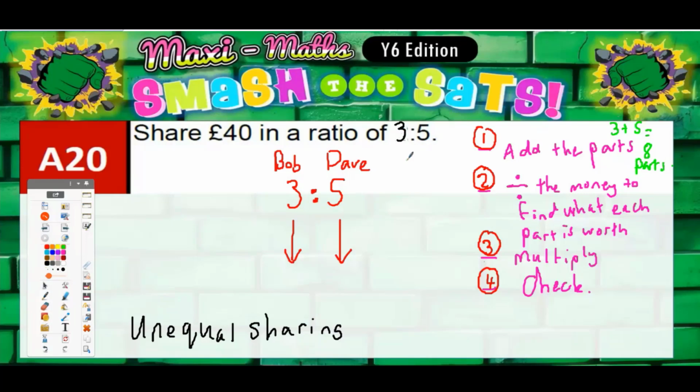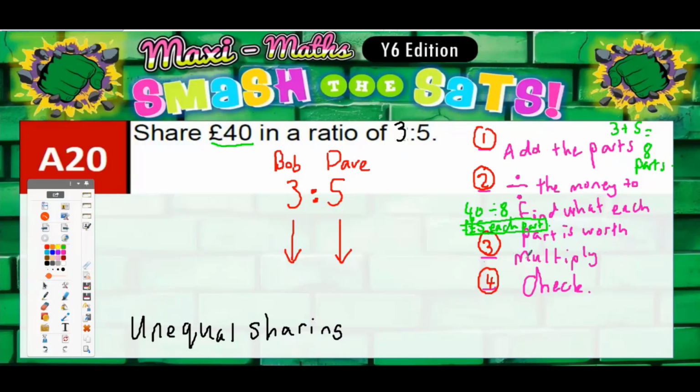Step 2. Now we know that there's 8 parts, we divide the money, £40, into 8 parts. So it's basically going to be 40 divided by 8. And that tells you what each part is worth. So 40 split into 8 parts is £5 each. So it's £5 for each part. And that's really important. That is the important thing.